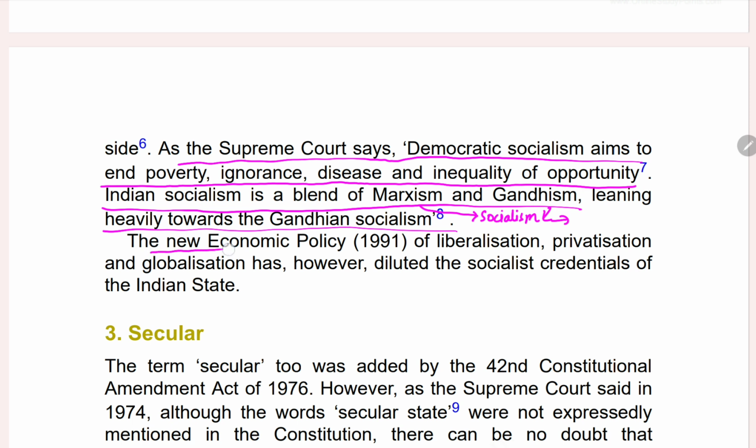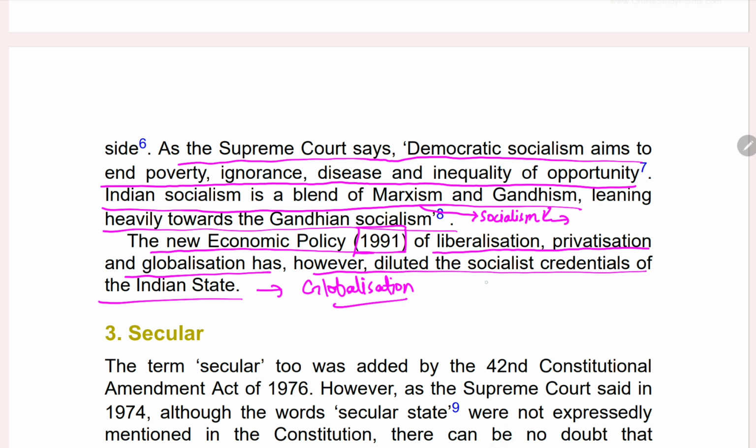All right. The new economic policy in 1991, the economic reforms of liberalization, privatization, globalization, has however diluted the socialist credential of the Indian state because it threw the Indian market open to the world. Globalization came into existence. And in globalization, what happens? The trade of one country will come to another country without any barrier, like the free trade concept. So somehow it diluted the socialist credential of the Indian state. But originally, India is a democratic socialist country.